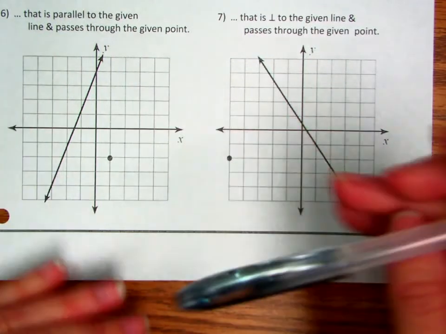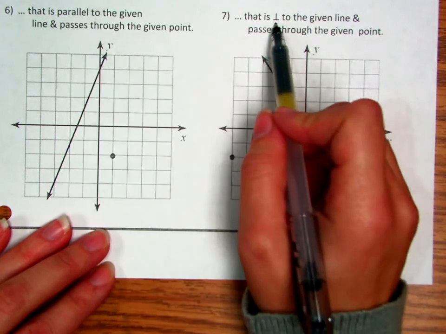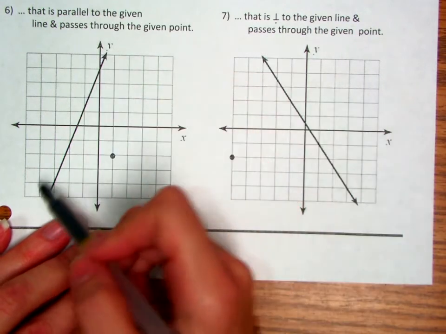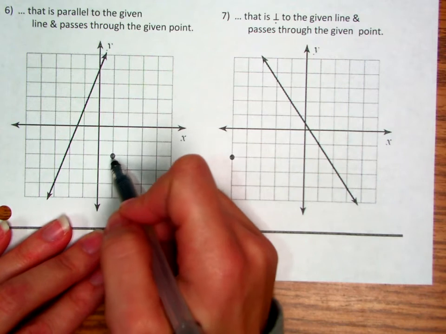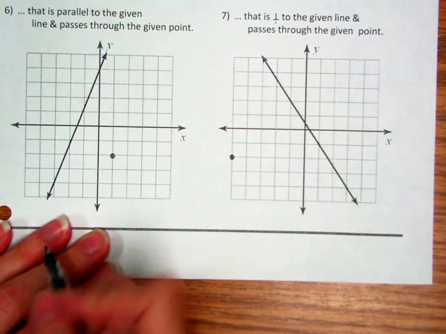So on this set of problems, we're going to be finding equations that are either parallel or perpendicular to this line that's given, and it has to pass through this point here. To find those equations, we do need to know the slope.